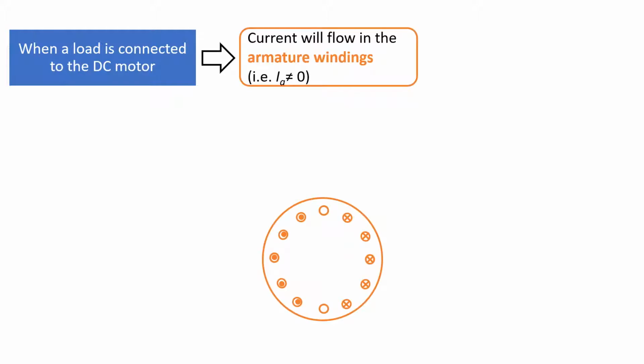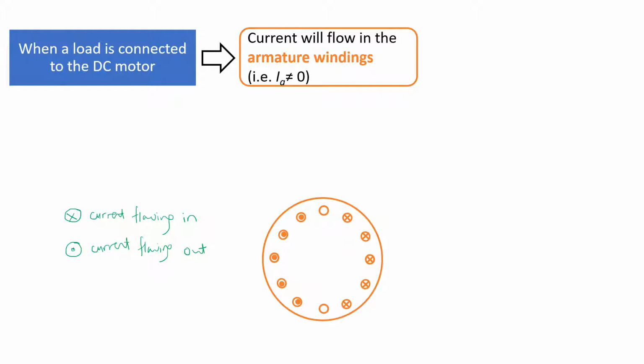When a load is connected to the DC motor, currents would start to flow in the armature windings. As shown in this figure of the armature or the rotor, the X in the armature coil means the current is flowing in on the right side of the coils, while the dot on the left side means current is flowing out of the coils.